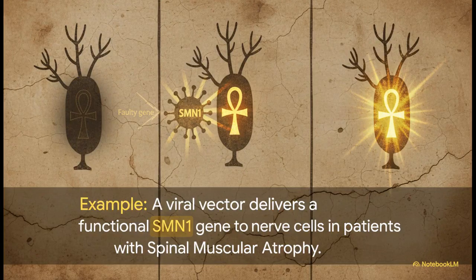And the example from class for spinal muscular atrophy, or SMA, is a perfect illustration. These patients are missing a functional gene called SMN1. So scientists basically hired a harmless virus to act as a delivery truck. They load it up with the correct SMN1 gene, and it delivers its cargo right to the nerve cells that need it most. It's incredible stuff.